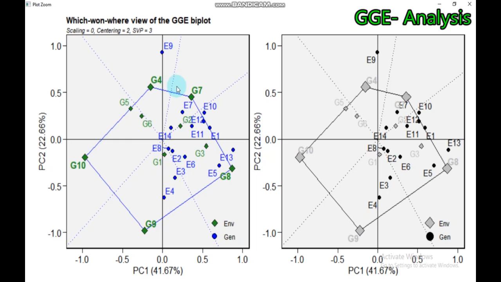Yes. And this plot, as you see here, there is a polygon drawn by joining the genotypes. For example, here is genotype 7, here is genotype 8, here is genotype 9, here is genotype 10, and also this is not a point of joining, so don't include this genotype 5. Sometimes people are confused with such type of interpretation.